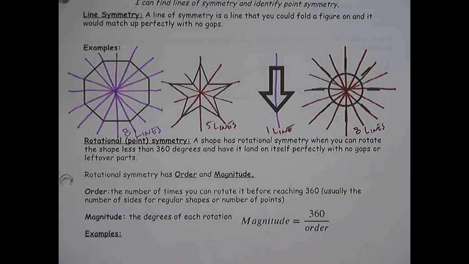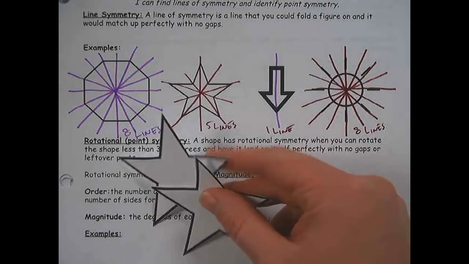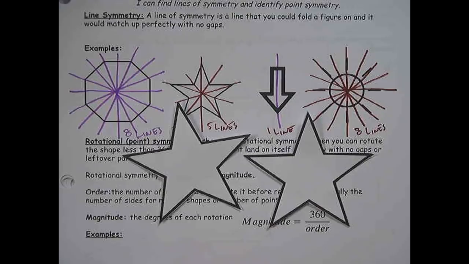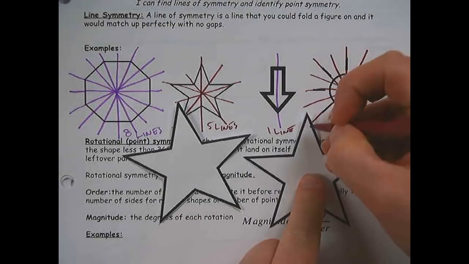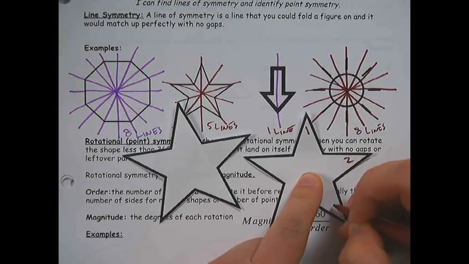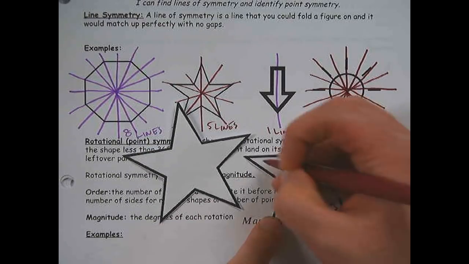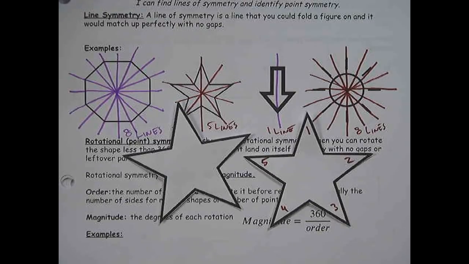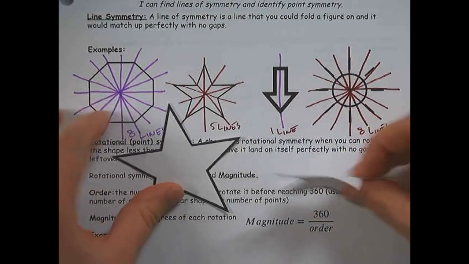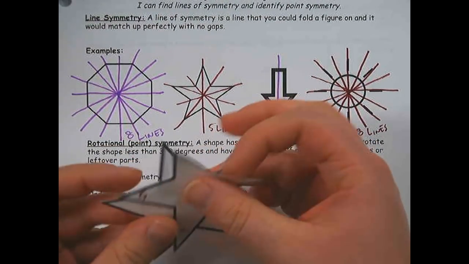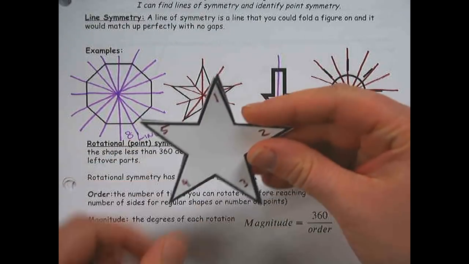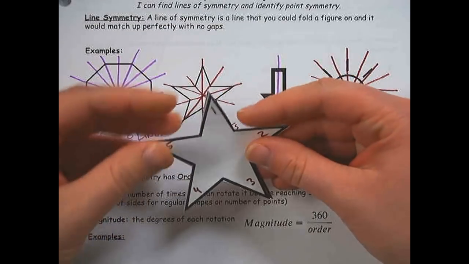An easy way to take a look at rotational symmetry is to take 2 shapes that are the same. I've got these 2 stars, and on one of the stars I'm going to label the points 1, 2, 3, 4, and 5. Then I'm going to put these stars on top of each other. Look at that, they match up pretty much perfectly, right?